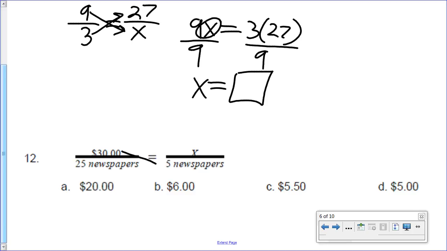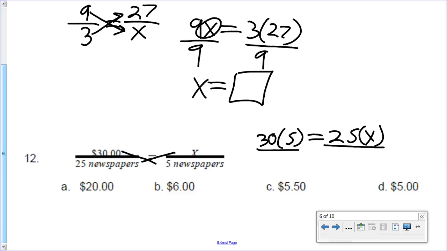We can go 30 times 5 equals 25 times x. Okay, and you can do this in your calculator, 30 times 5. If we want to get x by itself, we're going to divide by 25, so you would actually divide both sides by 25. That's going to give you this x by itself.